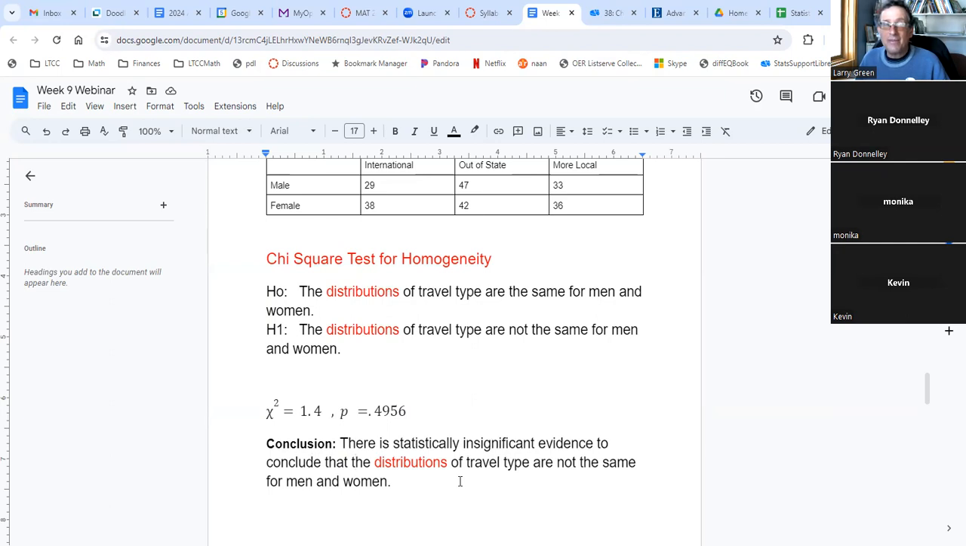Okay, does that mean men and women travel in the same way? What do you think? Yeah, we can't say that. All we can say is we don't know anything. It's just a very fancy way of saying we don't know anything. It could be that our sample size is just too small. It could be that they travel in the same way. We really don't know when you have statistically insignificant evidence. Any questions on that?